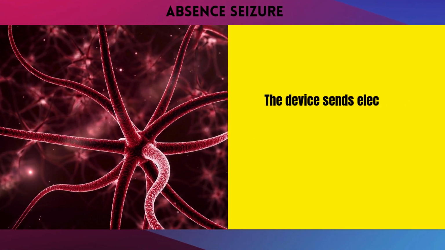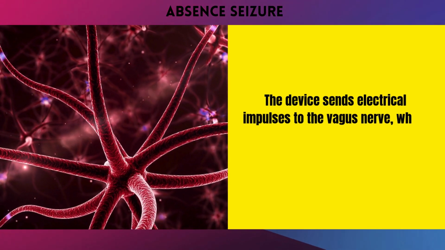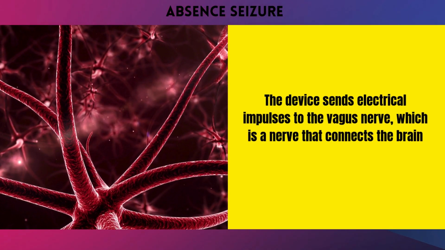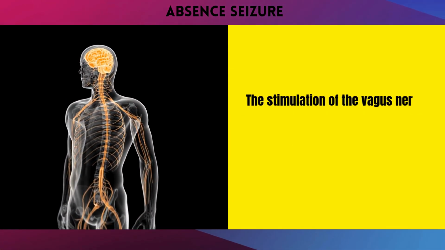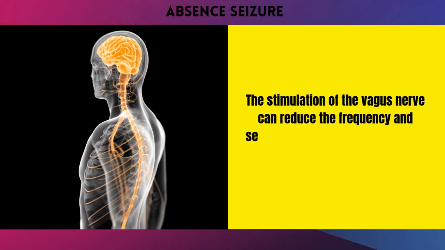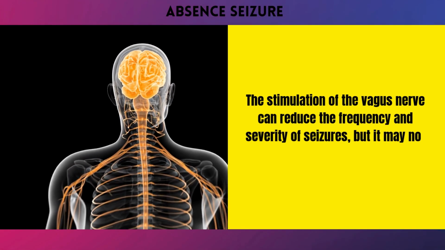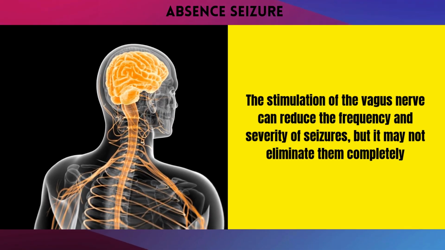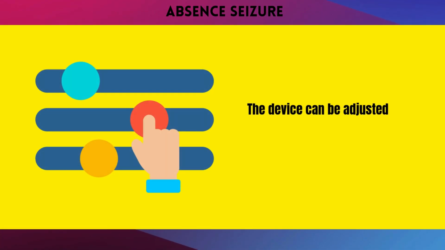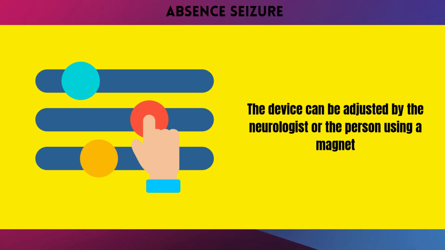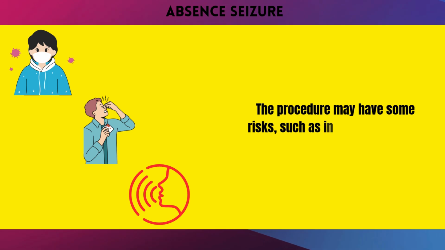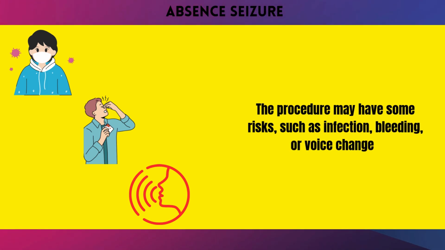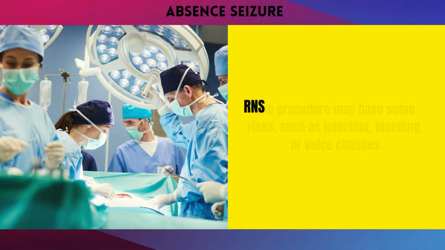The device sends electrical impulses to the vagus nerve, which is a nerve that connects the brain to the body. The stimulation of the vagus nerve can reduce the frequency and severity of seizures, but it may not eliminate them completely. The device can be adjusted by the neurologist or the person using a magnet. The procedure may have some risks such as infection, bleeding, or voice changes.